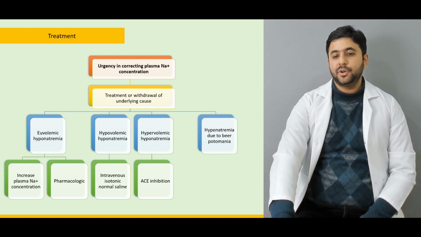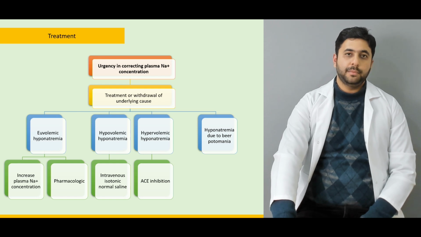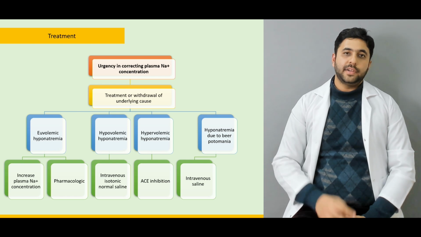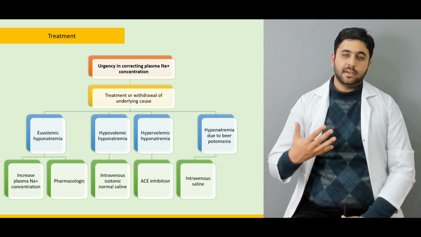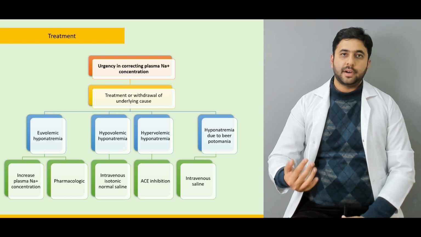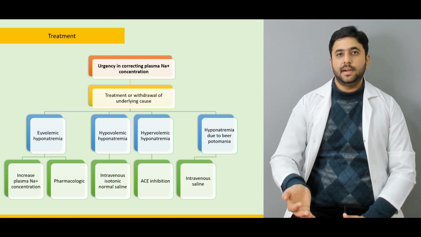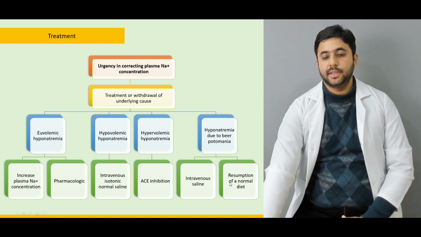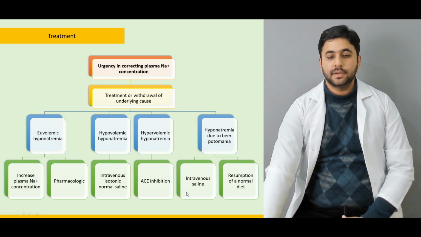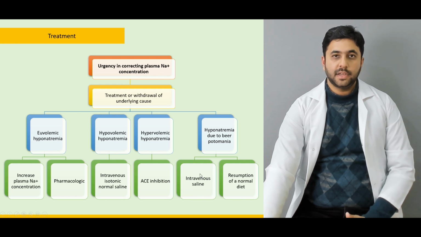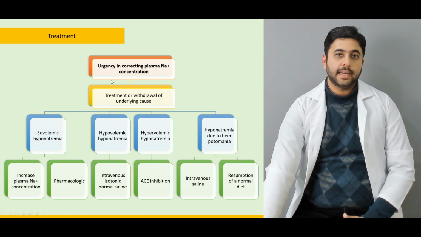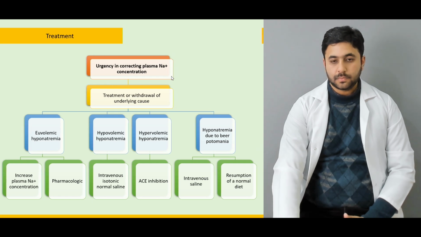And if the hyponatremia is due to beer potomania or because of decreased solute intake, in those patients we give IV saline, and eventually, when the overall homeostasis is established between the sodium and water, and the patient has resumed a normal dietary intake, those patients generally get better with the help of a normal diet after the acute phase of management with the IV saline. So this is an overall good flowchart to understand the treatment modalities in the management of hyponatremia.